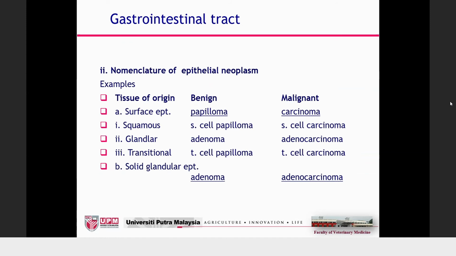And in terms of the nomenclature of epithelial neoplasia, particularly in the oral cavity, we have stratified squamous epithelium. For the surface epithelium, we call the benign tumor papilloma, and the malignant one we call carcinoma. The oral cavity is lined by stratified squamous epithelium. In benign, we call it squamous cell papilloma, and in the malignant one, squamous cell carcinoma.